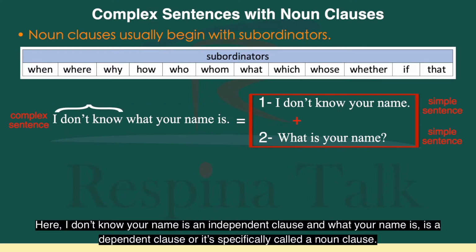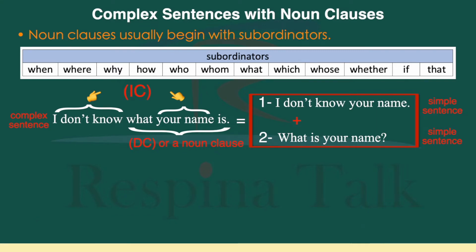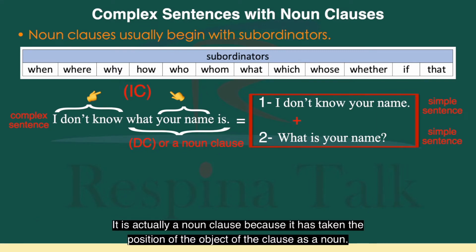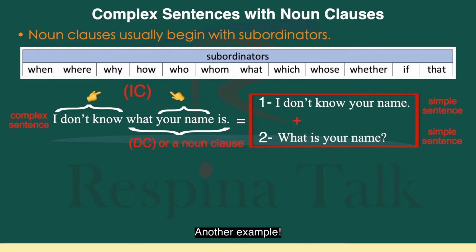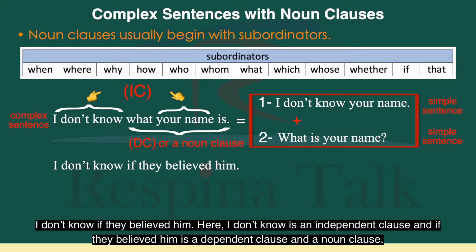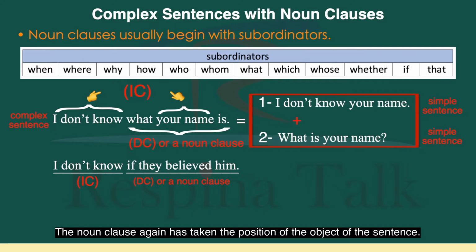Here, I don't know your name is an independent clause, and what your name is a dependent clause, or it's specifically called a noun clause. It is actually a noun clause because it has taken the position of the object of the clause as a noun. Another example. I don't know if they believed him. Here, I don't know is an independent clause, and if they believed him is a dependent clause and a noun clause. The noun clause, again, has taken the position of the object of the sentence.